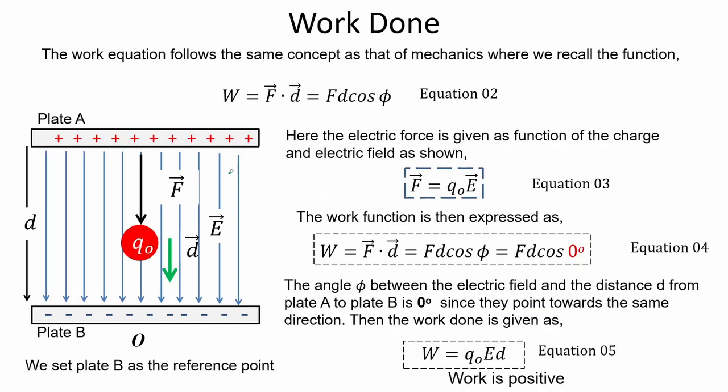The work equation follows the same concept as that of mechanics, where we recall equation 2. Here the force F is the electric force, which is a function of the test charge and the electric field it is immersed in. In this scenario the force exerted by plate A on the test charge is repulsive, since both are positive. So we can write equation 2 as a function of the electric force, and we see that the angle between the electric force and the displacement as it moves from the positive plate to the negative plate is 0 degrees. So we have the work done on the test charge as shown in equation 5, and it is a positive work.